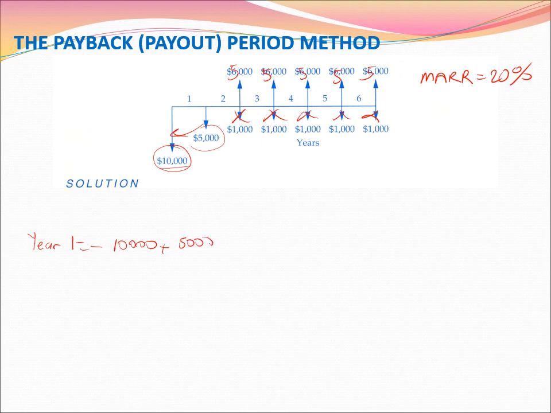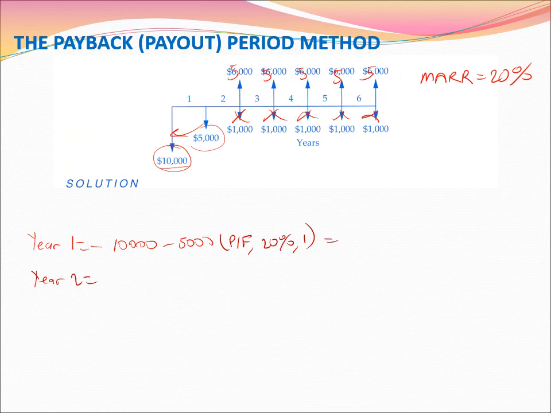5,000. Of course, this is also an expense and it will be negative. 5,000 times (P given F, 20% MARR, 1). This is what we have in year 1. What about in year 2?